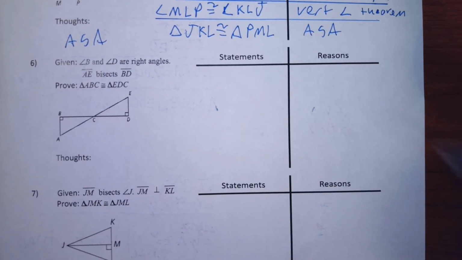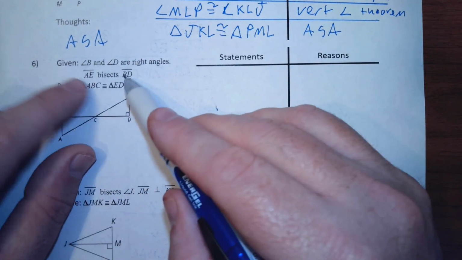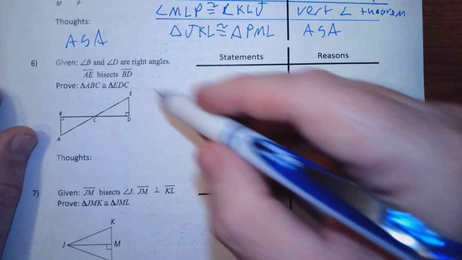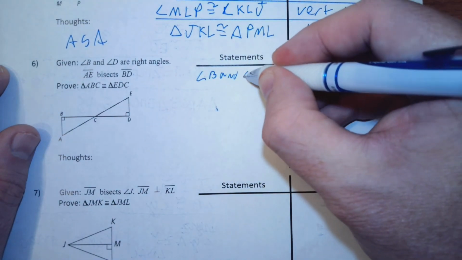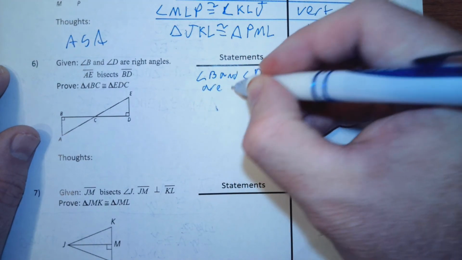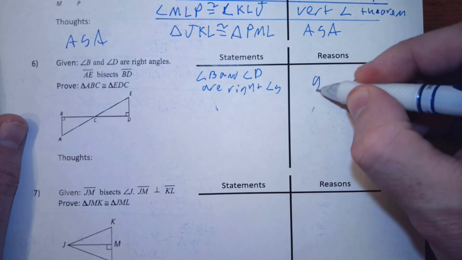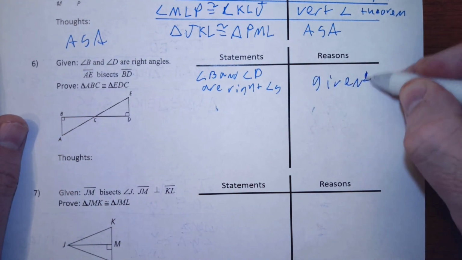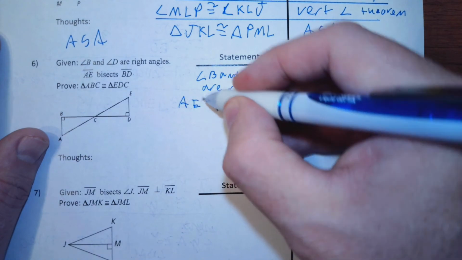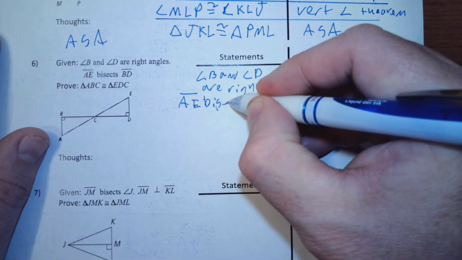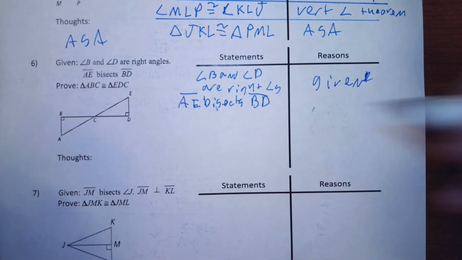All right, cool. All right, we got some right angles. We got bisectors. We have a line bisecting a line. Okay, that's good. So angle B and angle D are right angles. Okay, reason is given. Given. And then AE bisects BD. And that's all part of my given.